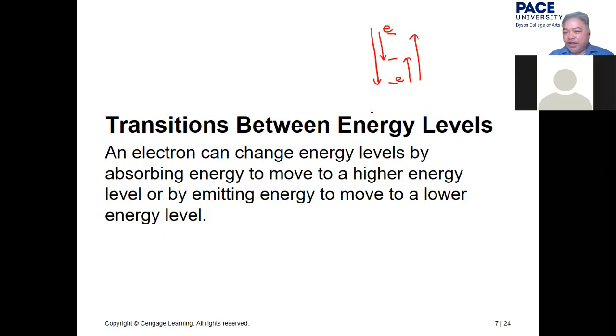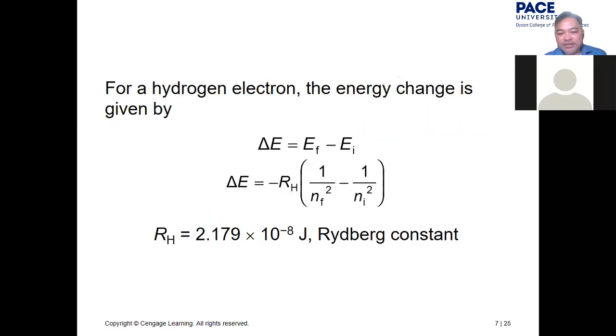So during that time, they found out that his explanation made some sense. Okay. So in one way or another, it was able to explain the so-called line spectrum. And what it did here is, for a hydrogen electron, the energy change is given by this one: the final energy level minus the initial energy level.